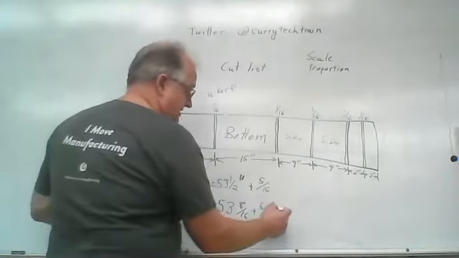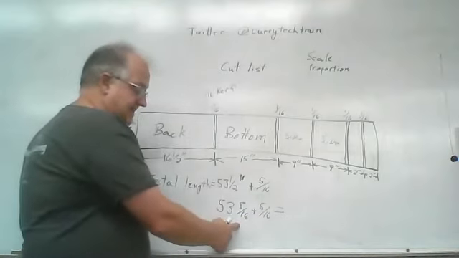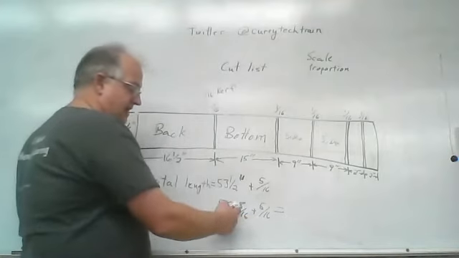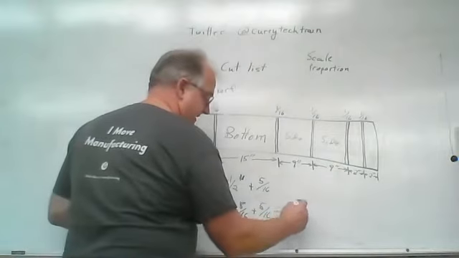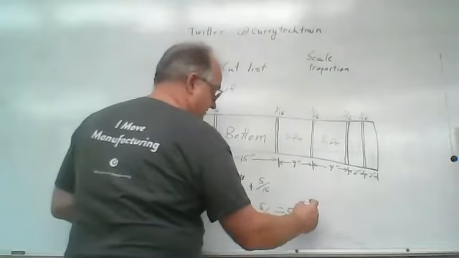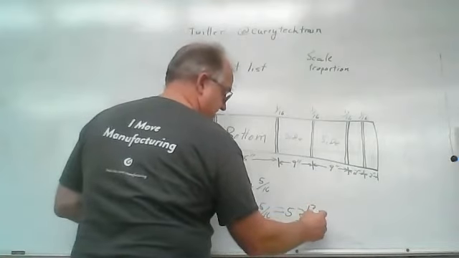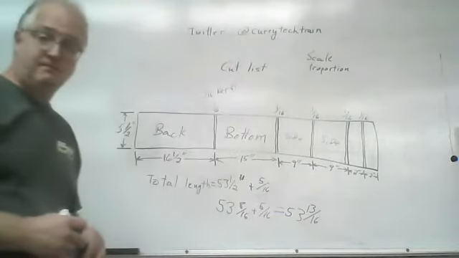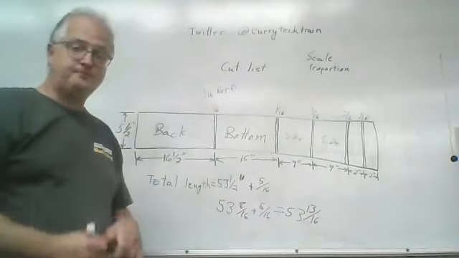So, all right, 53 and 8/16 plus 5/16. Well, all I have to do here, I'm still at 53. 8 plus 5 is 13. So 53 and 13/16 is the total length of the board that I need.